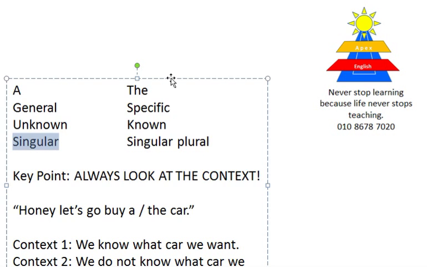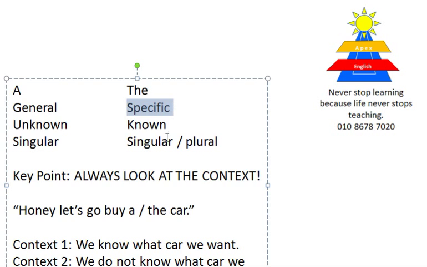By way of contrast, the is a bit more flexible. The can be singular and it can also be plural as well. We use the when all of the information in a certain situation is known. Everything is known. And we use the when we're talking about specific things in particular.